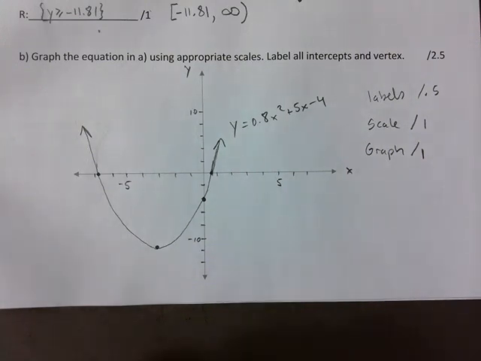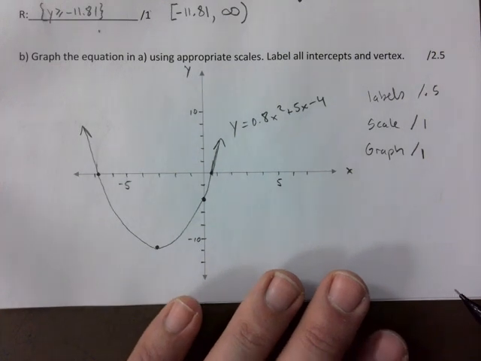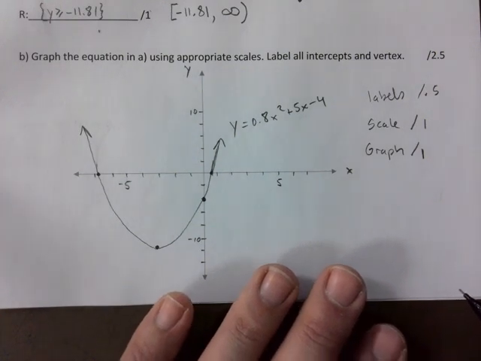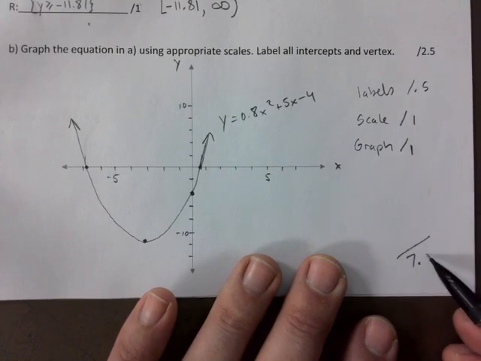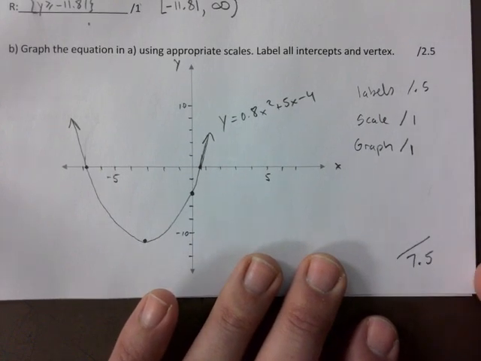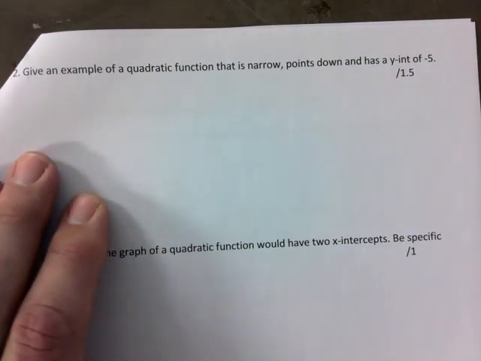What are we at on this page? 7.5. If you did the math, this page is out of 7.5. Strange, right? Then we go to the back side. And let's see how you did there with the second one.